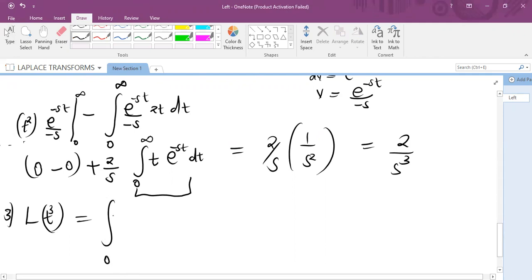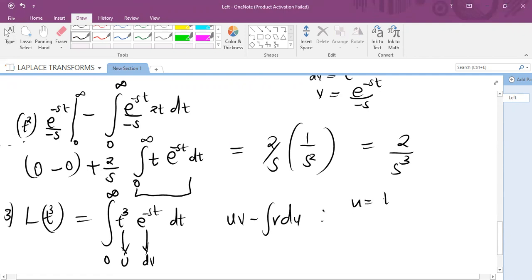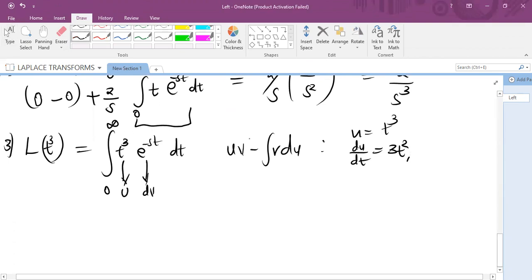This is going to be the integral from 0 to infinity of t cubed exponential negative st dt. Let this one be u, let this one be dv. If this is u dv, we are looking for uv minus integral of v du. Now let's identify our values. u is t cubed, so du dt is 3t squared, meaning du is equal to 3t squared dt. And our dv is equal to exponential minus st.